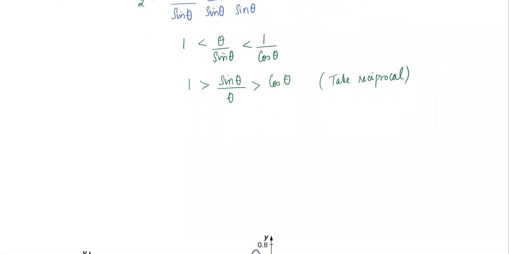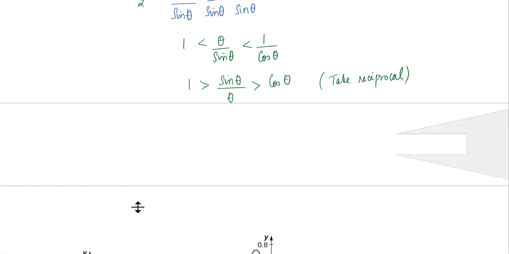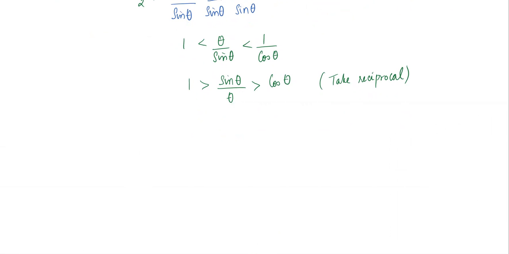So now we have, just try to flip it around so that you have the less than style inequality. So I'm going to put this as cosine theta less than sine theta over theta less than 1. Now the whole idea is to find the limit when you allow x to approach 0.